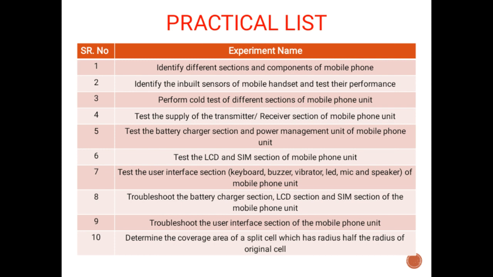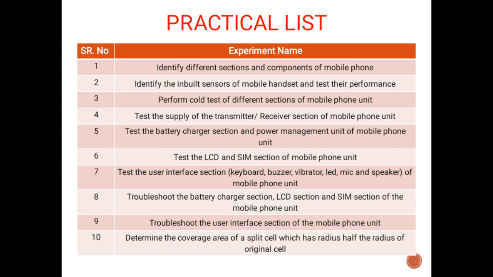The fifth one is to test the battery charger section and power management unit of a mobile phone unit. The sixth one is to test the LCD and SIM section of a mobile phone unit. The seventh one is to test the user interface section like keyboard, buzzer, vibrator, LED, mic and speaker of a mobile phone unit. The eighth one is to troubleshoot the battery charger section, LCD section and SIM section of the mobile phone unit. The ninth one is to troubleshoot the user interface section of the mobile phone unit.